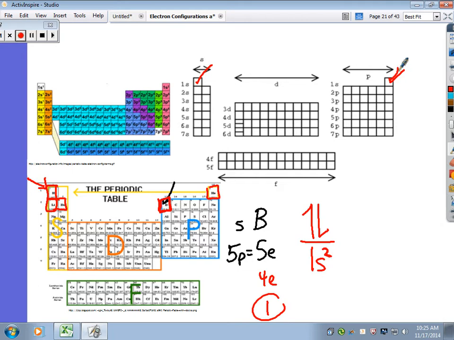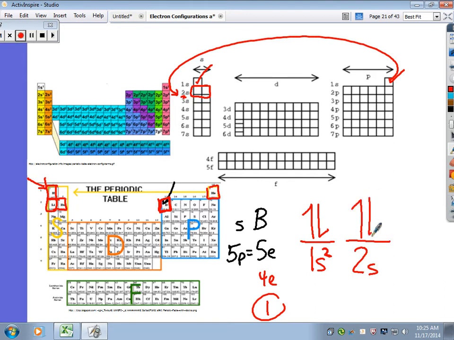Where you got to go? Back to the second floor. Elevator doors open. Where are you standing in front of? The 2s block. So here's 2s. I'm going to draw 1 line because s's have 1 line or 1 room or 1 orbital. Spinning up and spinning down. I'm done because I can't put any more electrons in that line, so I put a 2. Now what? Well, I have 5 total, right? I just drew 4, and I have 1 electron left.